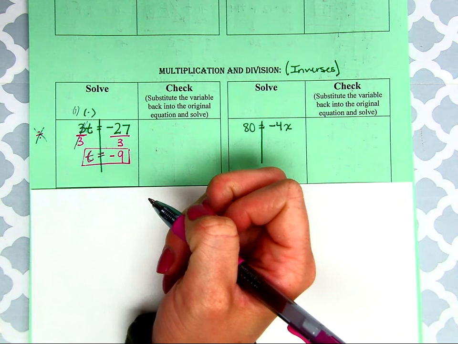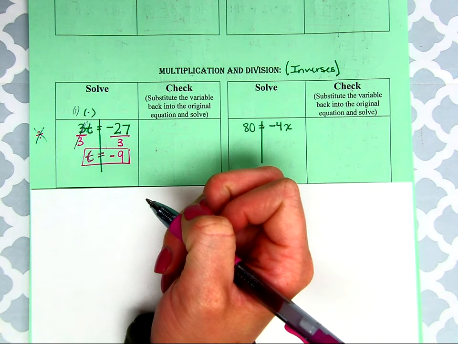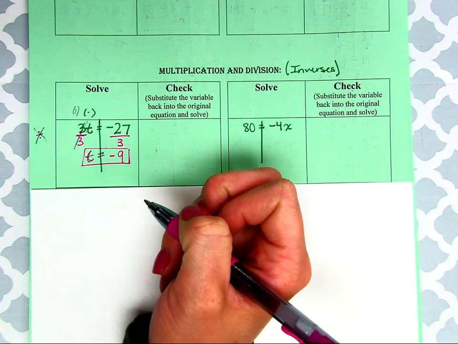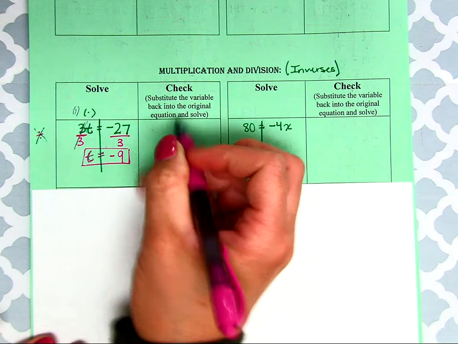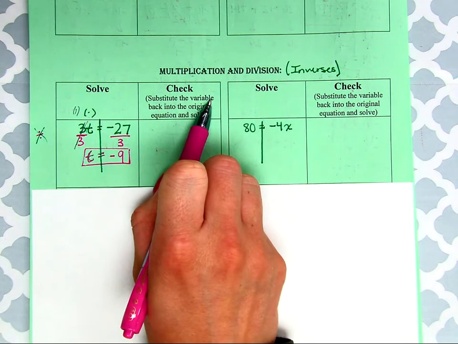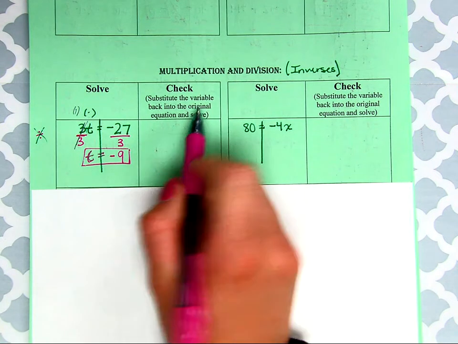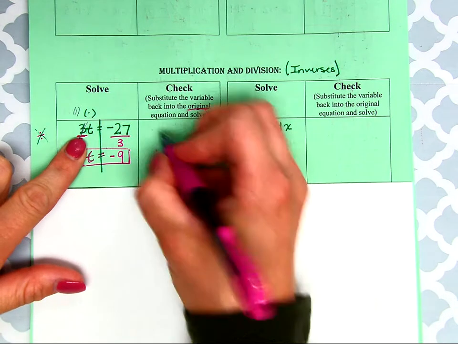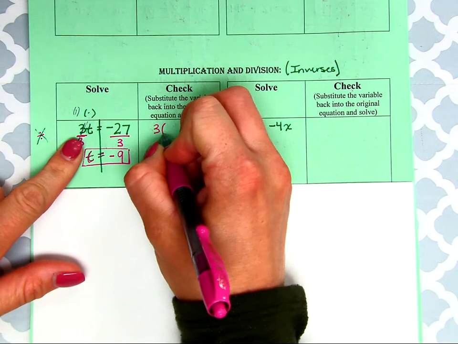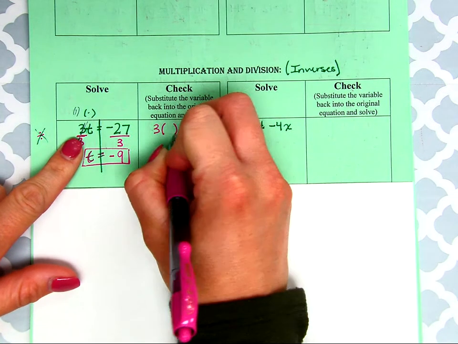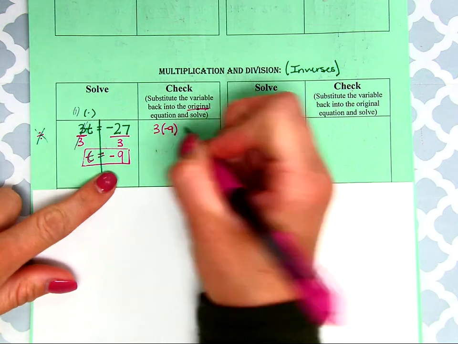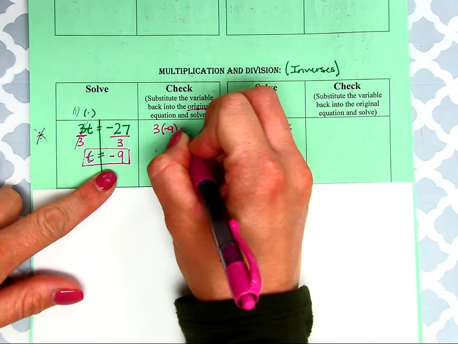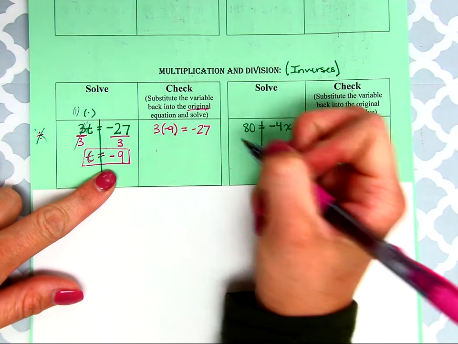All right, and we still want to get in the habit of checking our answers, especially for once we get into our longer problems. So we're practicing now. So remember, we're just substituting our answer in for the variable into the original equation. Okay, so my original equation said 3 times t, so I'm just going to use parentheses here. We think t is negative 9 equals negative 27.